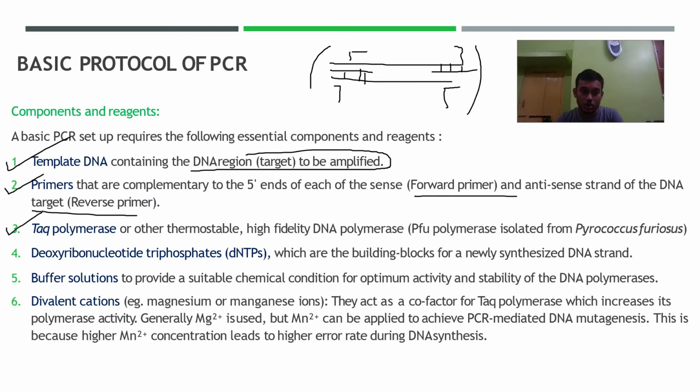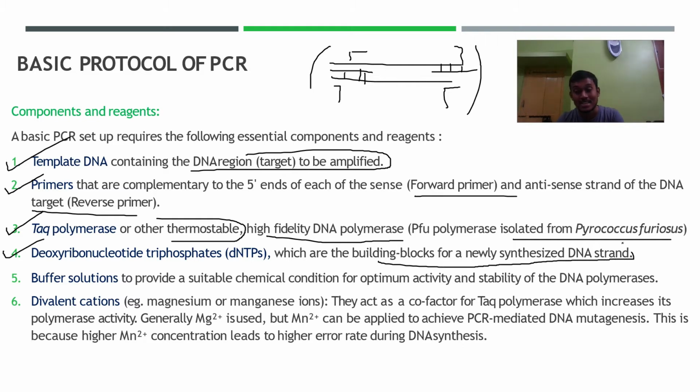Next we have the Taq polymerase, or we can use a thermostable, high fidelity DNA polymerase, which is isolated from Pyrococcus furiosus. Then we have dNTPs, which are the building blocks for the newly synthesized DNA strand. When primers are attached, these lead to the formation of new DNA strands. When there is an extension, the extended parts are the new DNA strands.